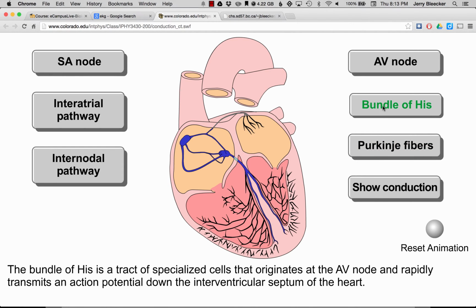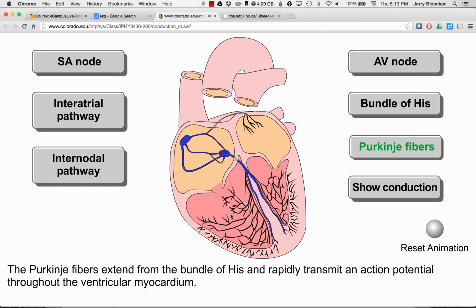So the bundle of His is like a major fiber, and the Purkinje fibers get the signal to the rest of the ventricular muscle where it needs to go. And then the ventricles will fire. Now, what happens when the ventricles fire? Well, in the right side of the heart, you send blood to the lungs. In the left side of the heart, you send yummy renewed blood to the body. You send it out through the aorta.